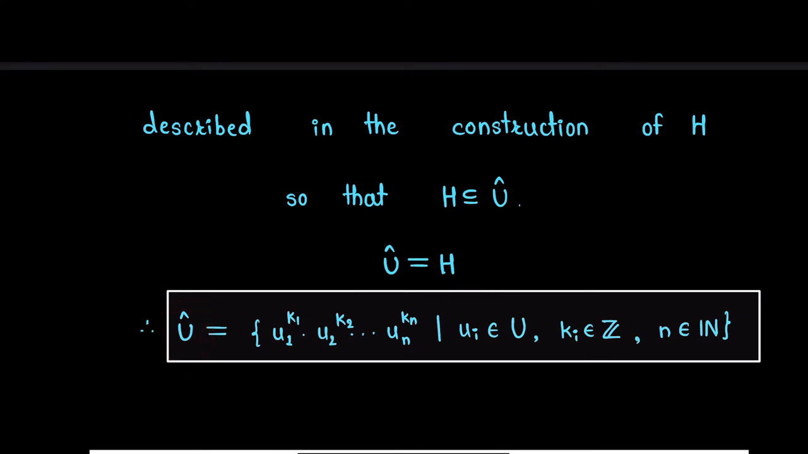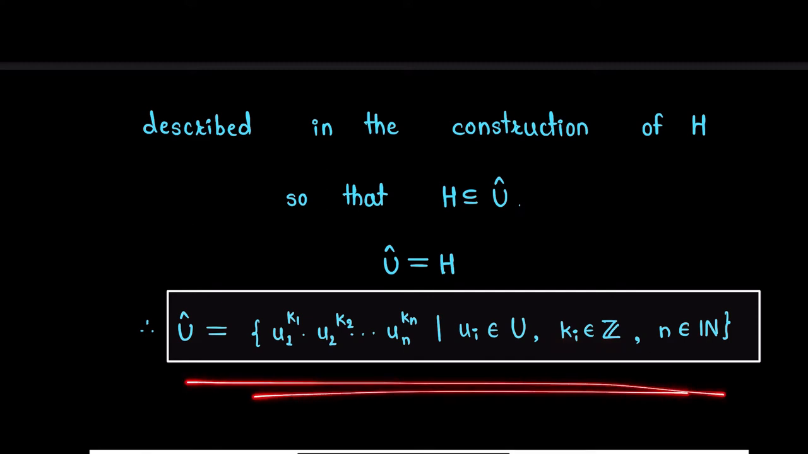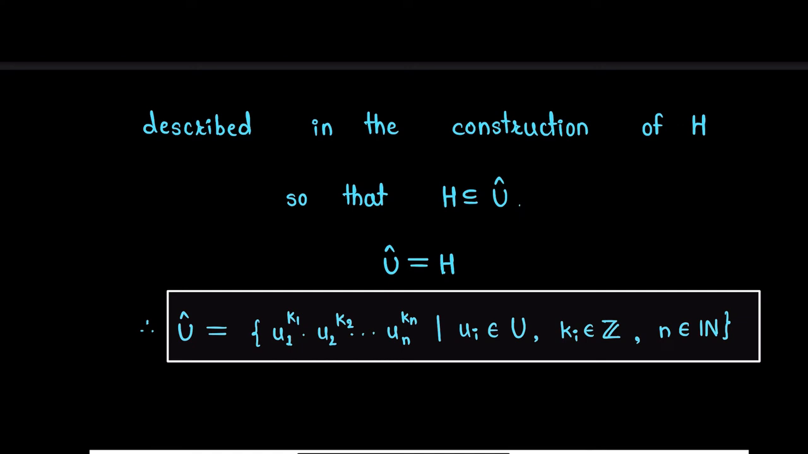and so our required subgroup U cap will be a subgroup of group G containing the subset U, and U cap will contain all the elements of the type U1 to the power K1, U2 to the power K2 up to so on UN to the power Kn, where each Ui is in U and all these Ki's are integers. And this proves part A of this question.